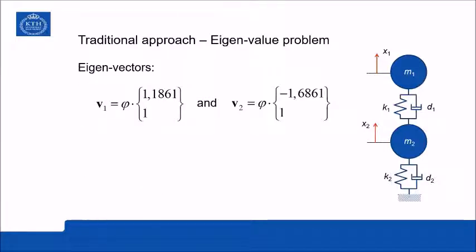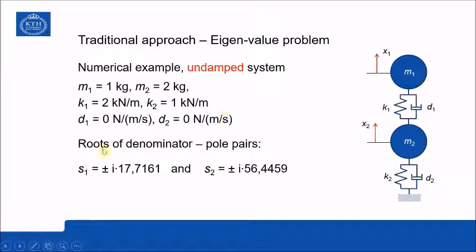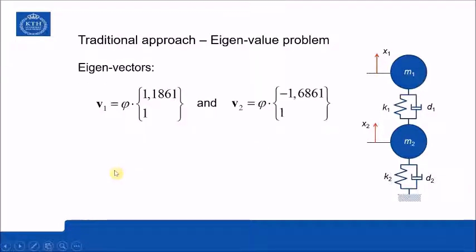The corresponding eigenvectors look like this. We have the eigenvector corresponding to the pole S1 equal to this, and to pole S2 like this. And we get the same results for both these sign alternatives. So both the positive and negative signs give the same eigenvector.